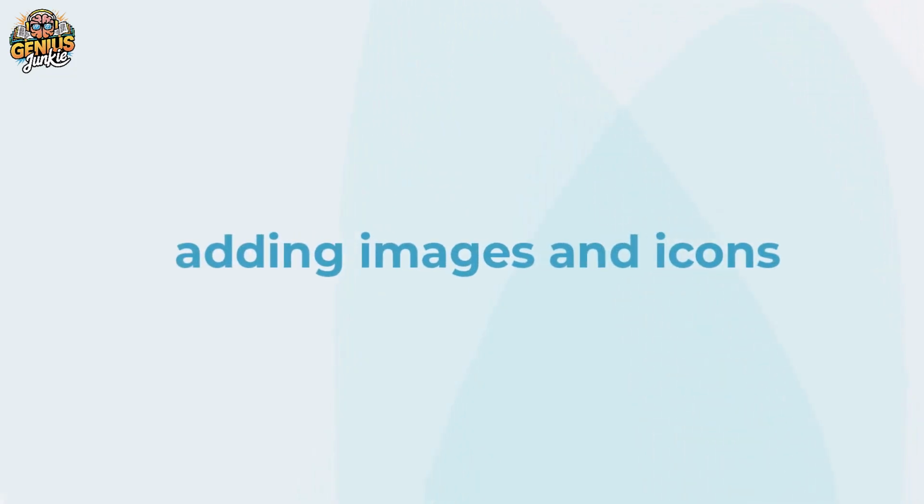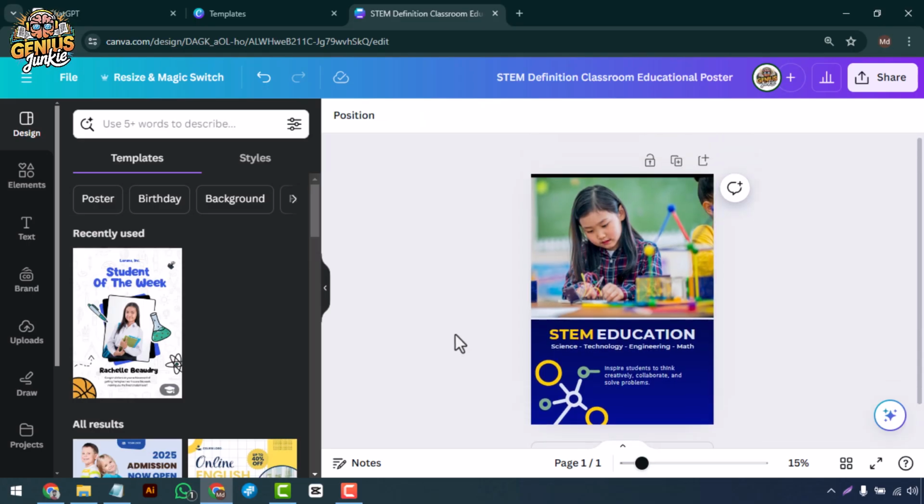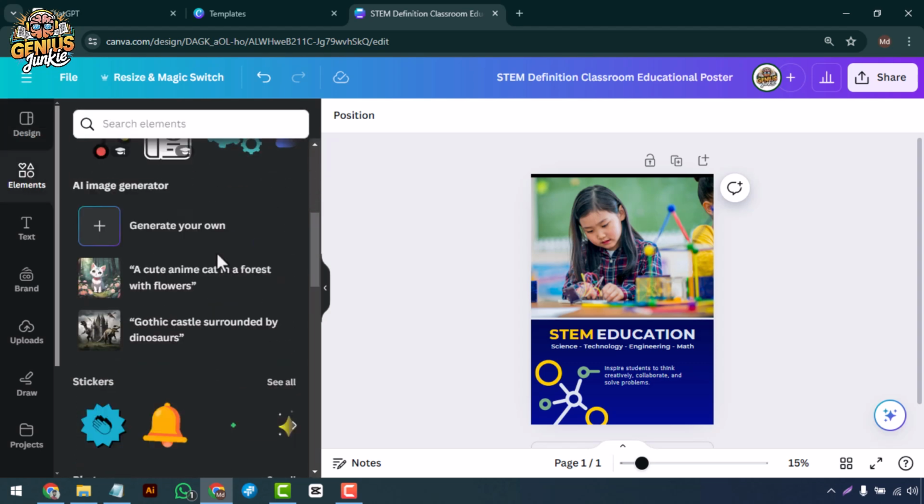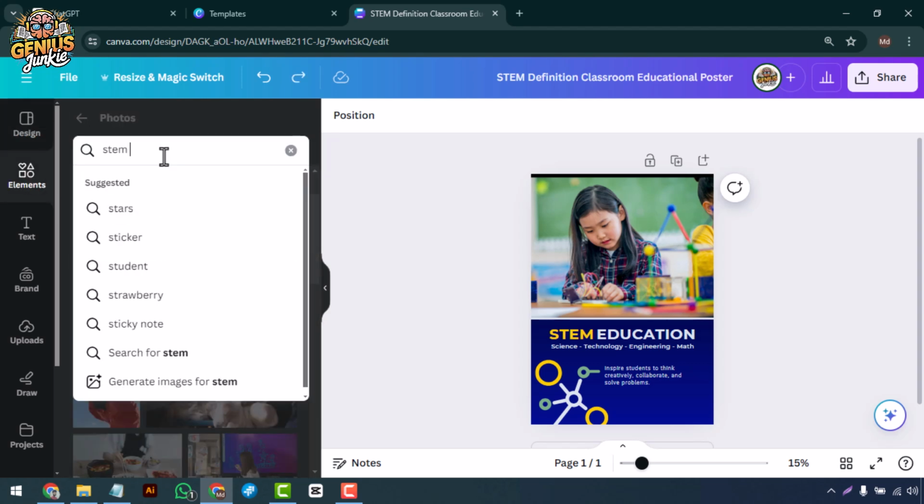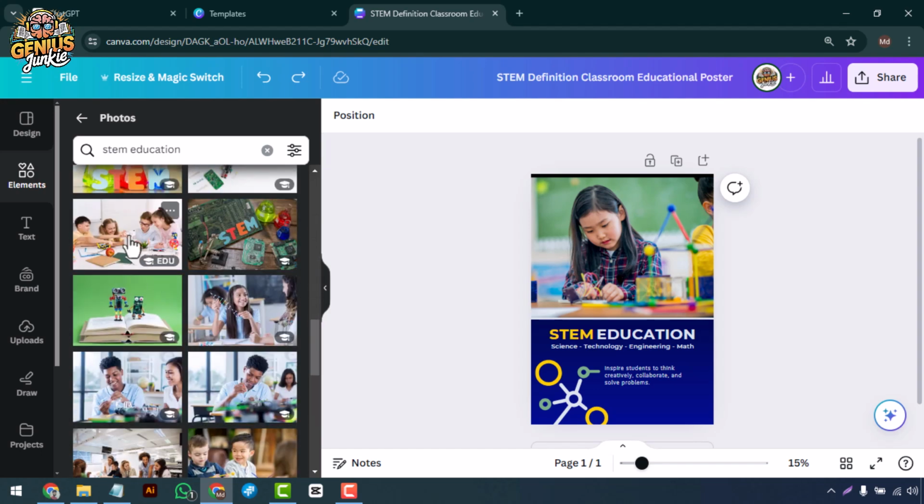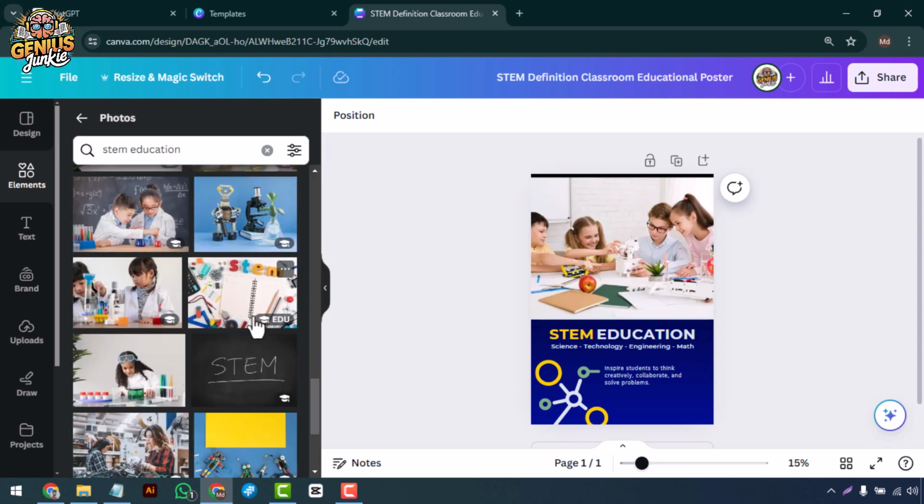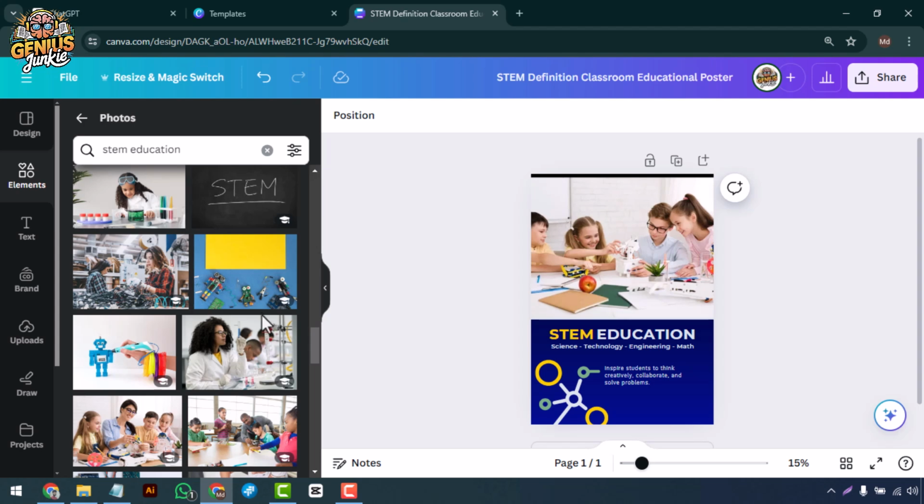Adding images and icons. Next, let's add some images and icons. Visual elements make your poster more engaging and easier to understand. Canva has a huge library of images and icons. Simply drag and drop them into your design. You can also upload your own photos if you have specific images you want to use.